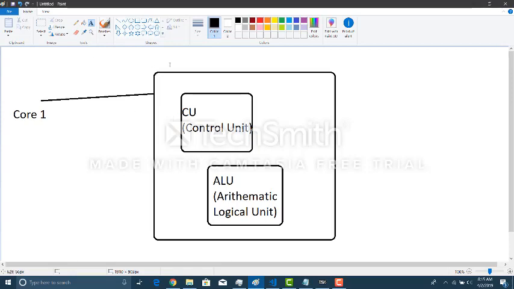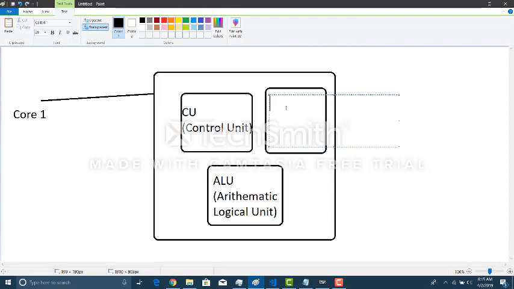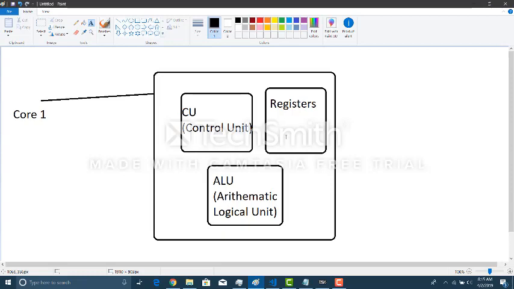And there's another basic component in the CPU, called registers. Registers do a very important role in the CPU. There are various types of registers, but since this is the basic diagram, we take the register as the common component. So this is core one, and there are three principal components of a CPU: the CU, the control unit, registers, and the ALU, the arithmetic and logical unit.